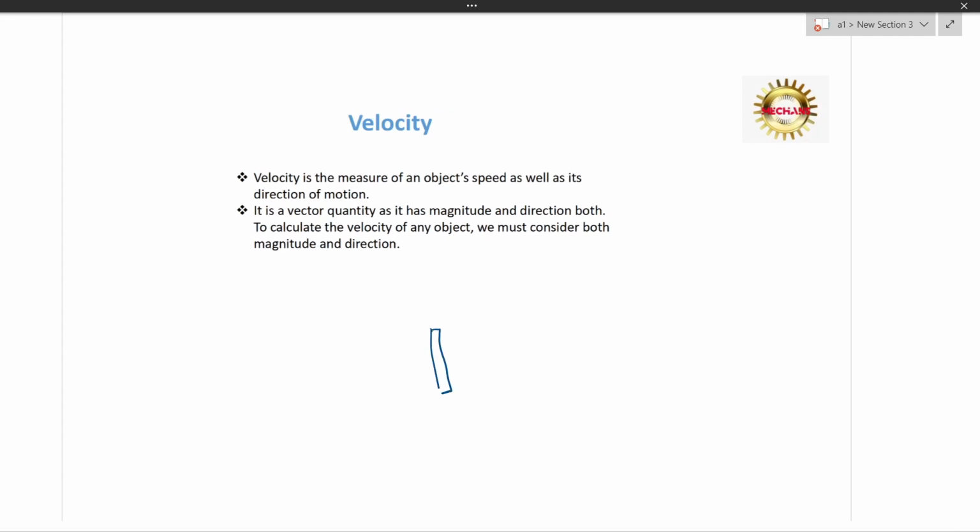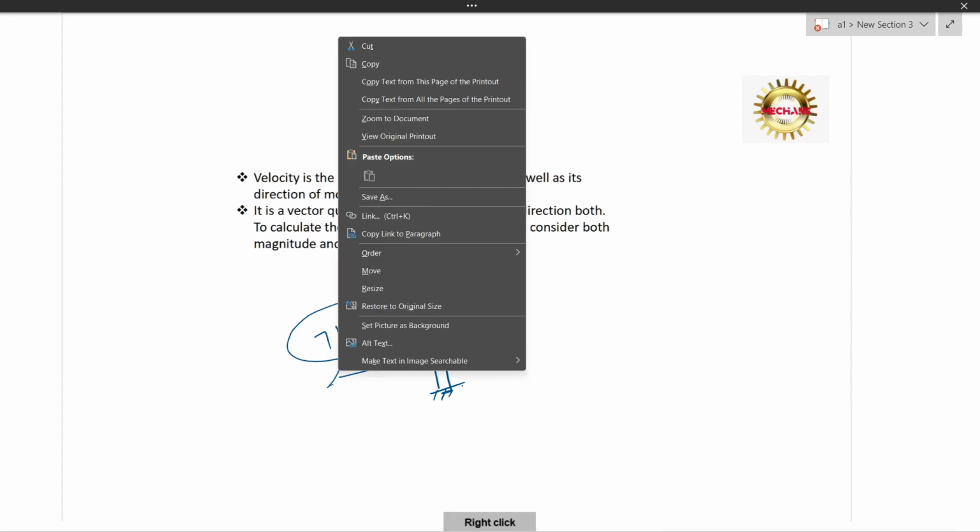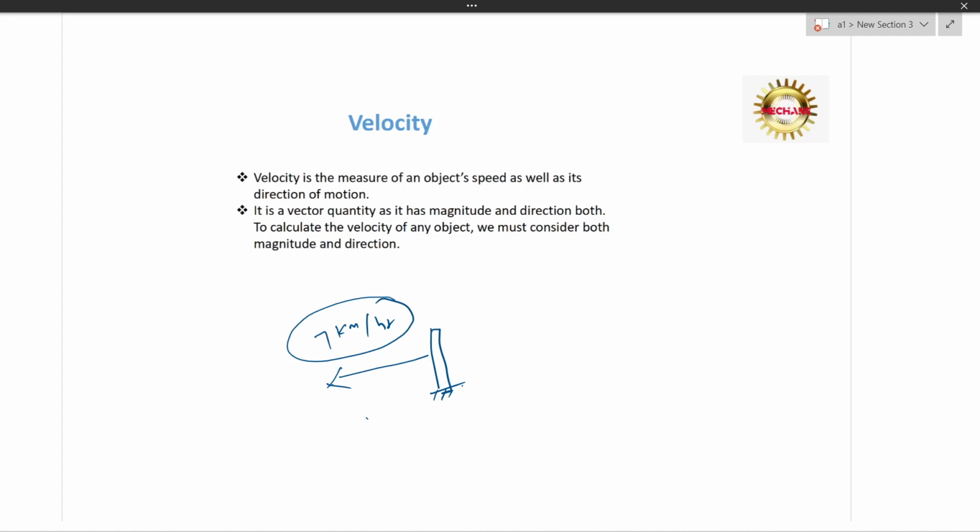Consider one lamp post here, and if a person moves at 7 km per hour, for example, then this 7 km per hour is a speed, but he is going away from the lamp post. So this is considered as a velocity. If we mention the person's speed only, that is speed, a magnitude only. But if you are mentioning the direction, like going away from this lamp post, that's considered as a velocity.